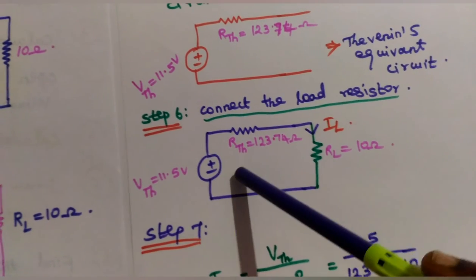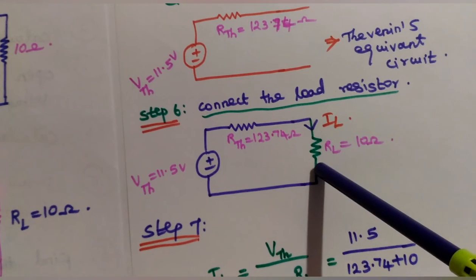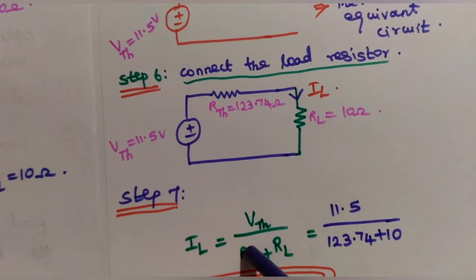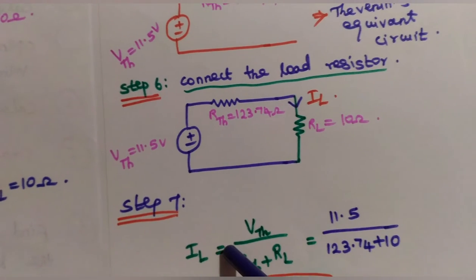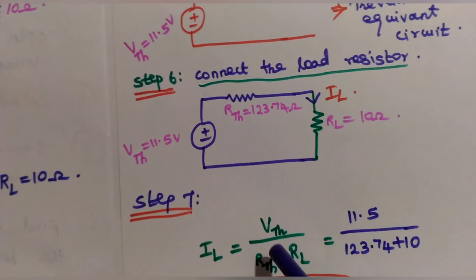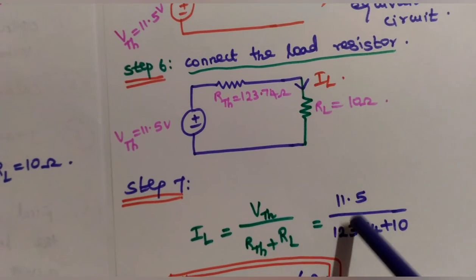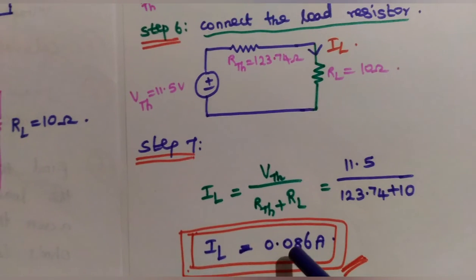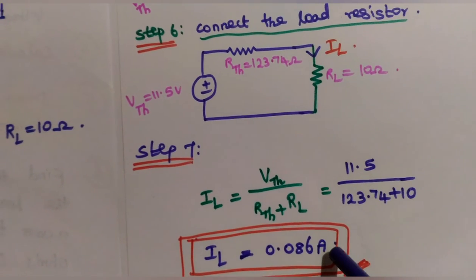This is the voltage, and two resistances are connected in series. What is the formula? IL is equal to V by R, the Ohm's law formula. So IL is equal to VTH divided by the total resistance of this network, RTH plus RL. That is 11.5 divided by 123.74 plus the 10 ohm. Finally, the IL value will be 0.086 amps.